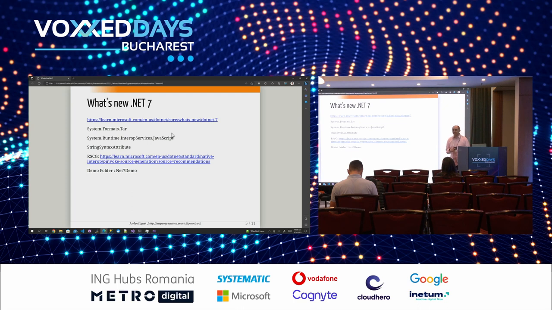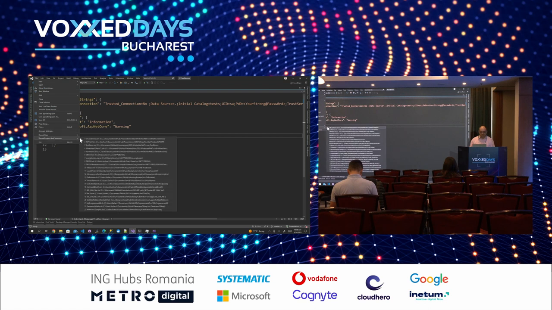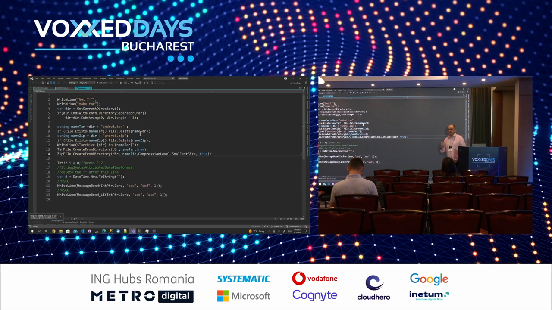Next, what is new in .NET 7? In .NET 7, what is new is System.Formats.Tar. That means that you can make archives with tar format directly from the framework. And what is interesting is that we have had zip previously. We have had the possibility to make zip files directly from Visual Studio.